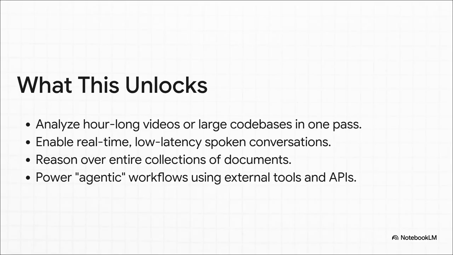So why does all this matter? What does it actually let us do? Well, it means a model can analyze an entire hour-long video or a massive software code base all at once. It makes real-time, low-latency spoken conversations actually feel natural. You can ask it to perform really complex reasoning that requires it to pull information from hundreds of pages of documents. And maybe most importantly, this is the foundation for creating more agentic systems, models that can use tools and APIs to get things done in the real world.